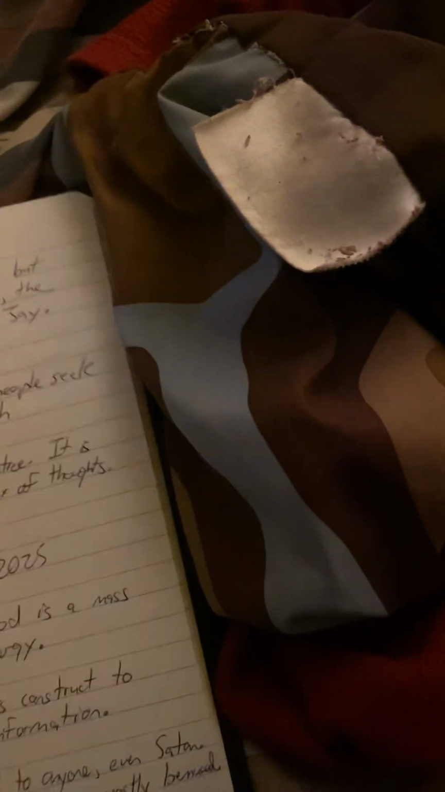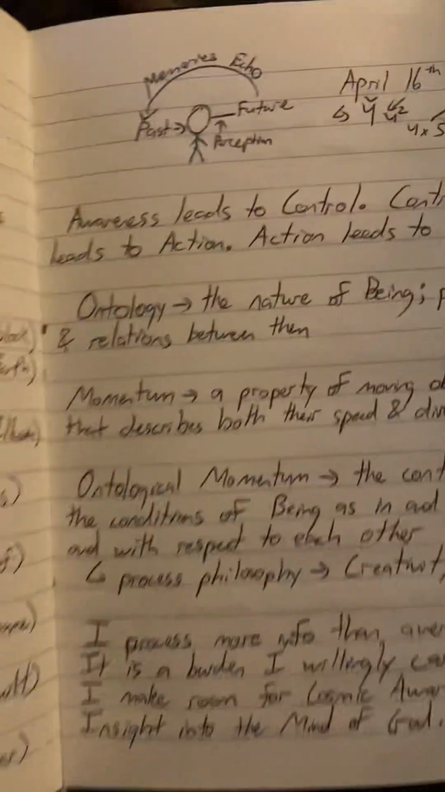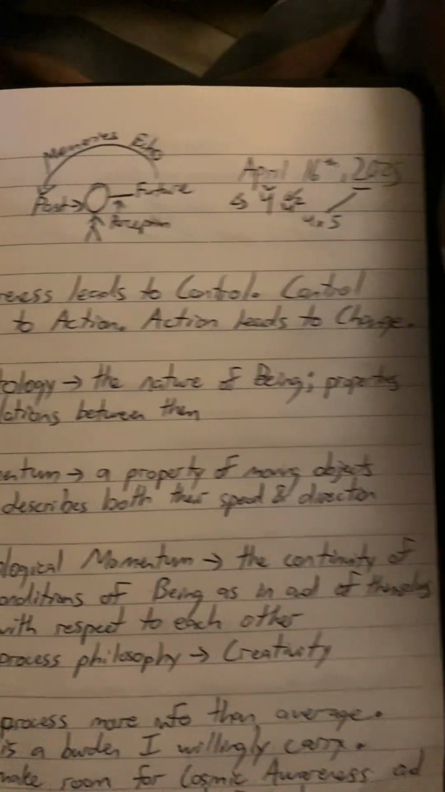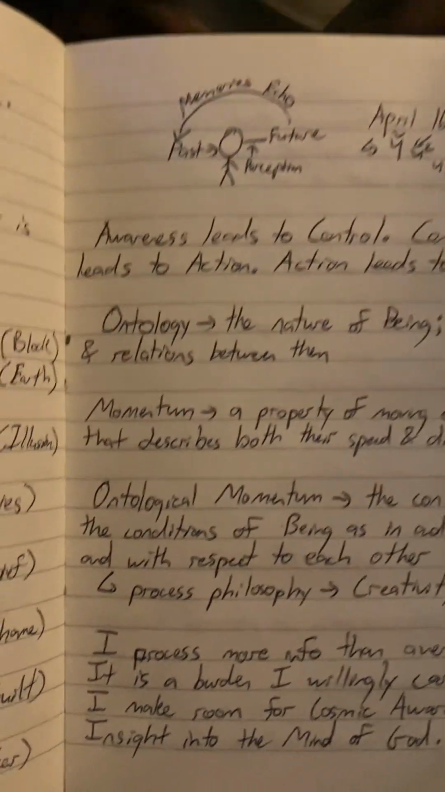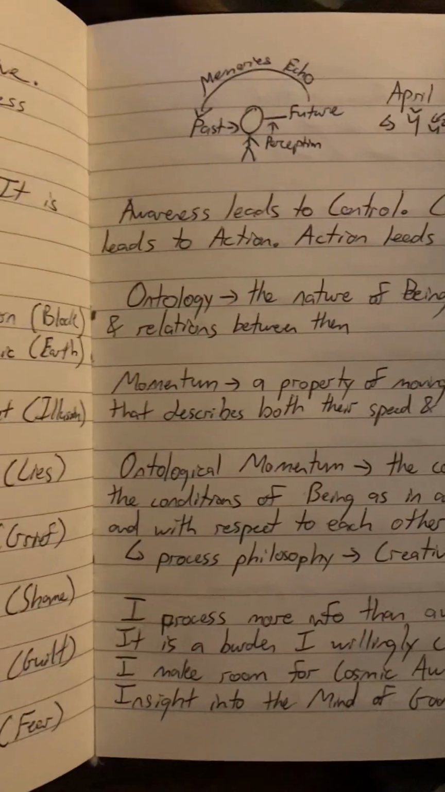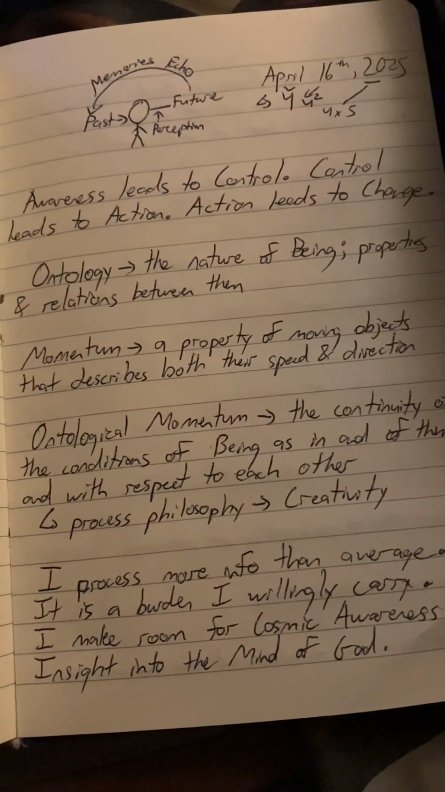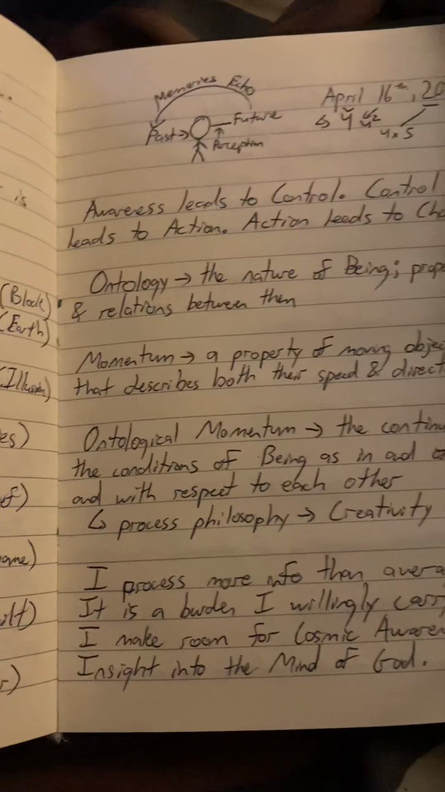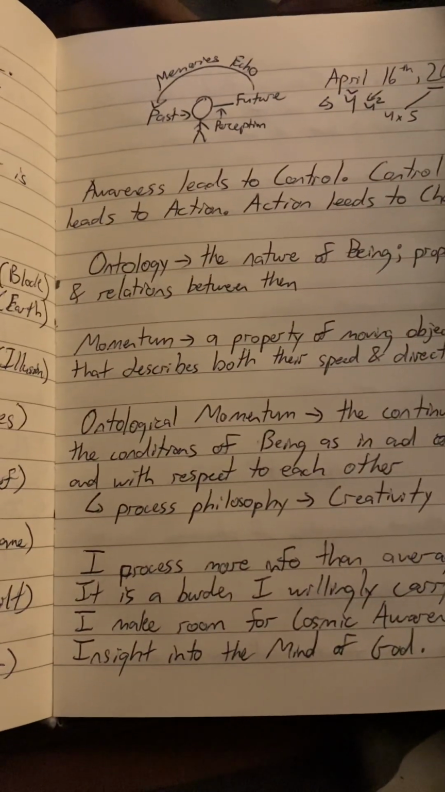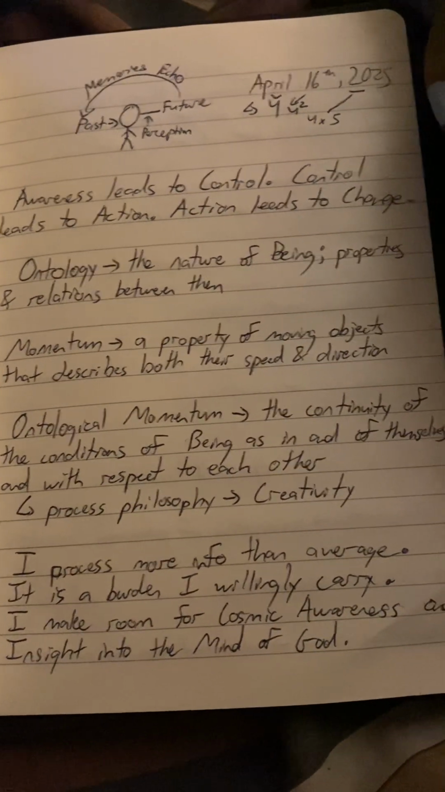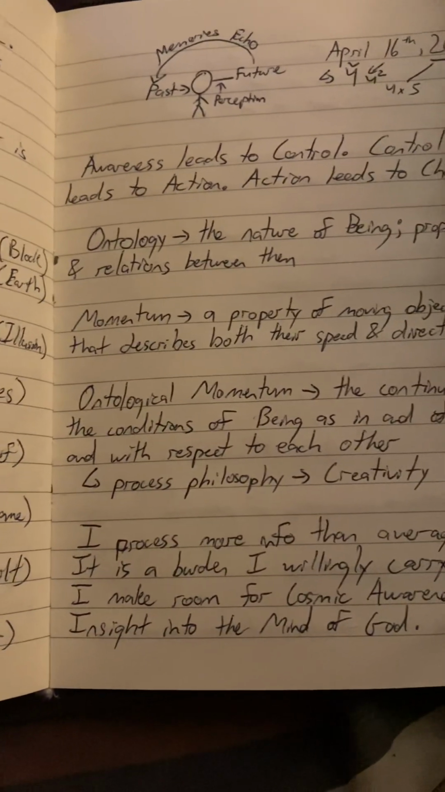I remember doing it. Where did I put it, though? Because it's all over the place. Here we go. You define ontology as the nature of being, properties, and relations between them. Momentum is a property of moving objects that describes both their speed and direction. So I considered metaphors as objects, and then I came up with the definition of ontological momentum: the continuity of the conditions of being as in and of themselves and with respect to each other. And then I said something about process philosophy with creativity. But that's a visualization of the argument that I was making.